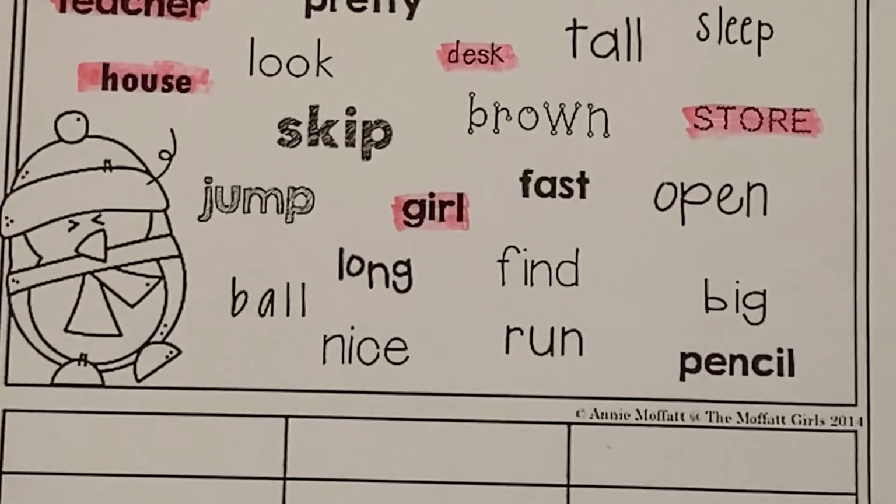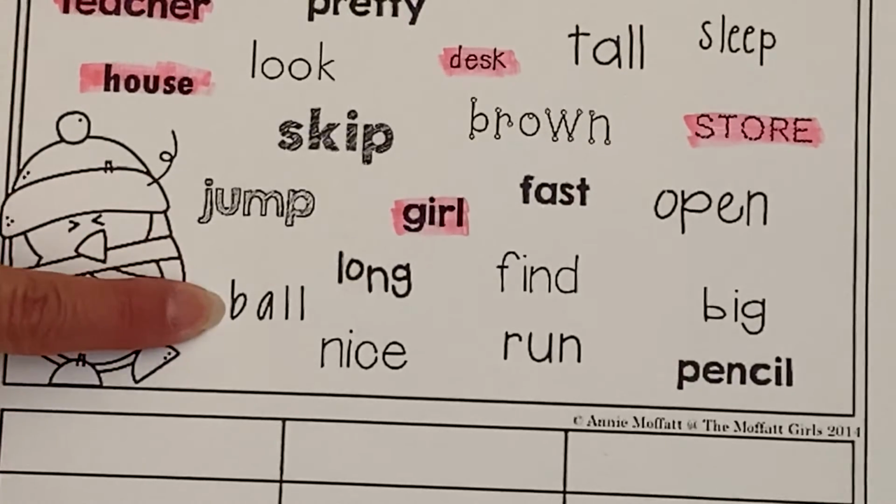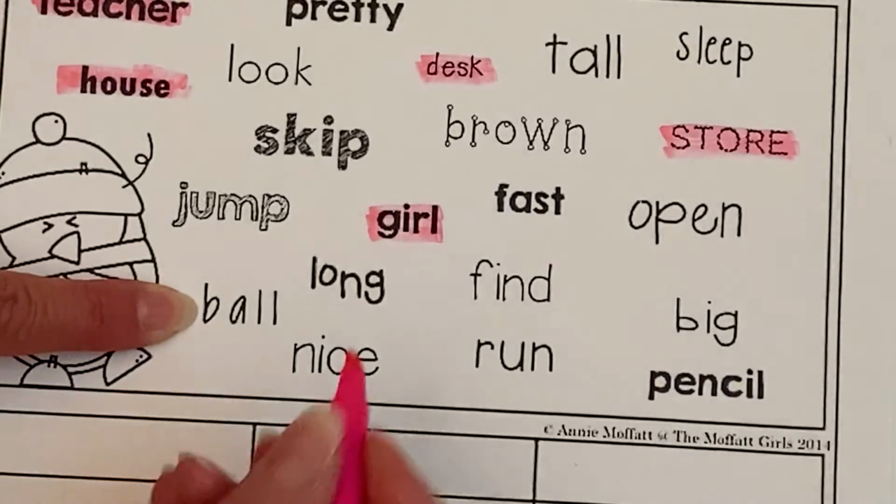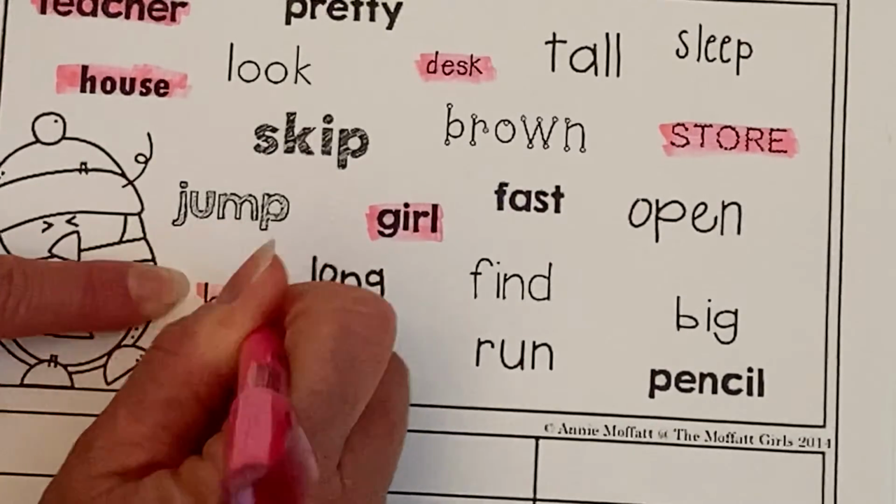All right, let's see if you can find another noun. I'll give you a hint. I see 2 nouns. They're not a person, they're not a place, but they are a thing. It's something that you can bounce and play with. Did you find the word ball? Excellent. Let's go ahead and highlight that.